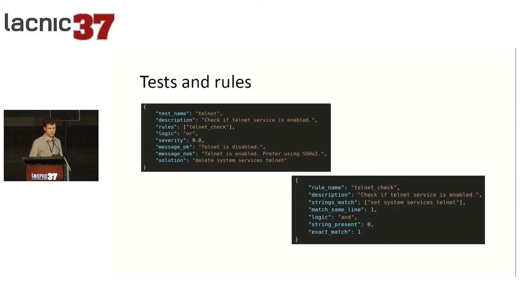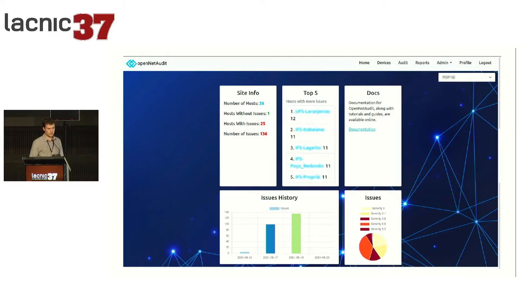And the bottom image is the specific check in the configuration of the router. So it will search for this string, set system services telnet, and it has to be in the same line. There is a logic and, but there is just one string. This string has not to be present, so it's not desirable to have this string applied to the router, and it is an exact match. So with this structure, we gained a lot of flexibility to build new rules, so users can create their own rules to address specific problems in their networks, and there is the database from the system that has some global recommendations.